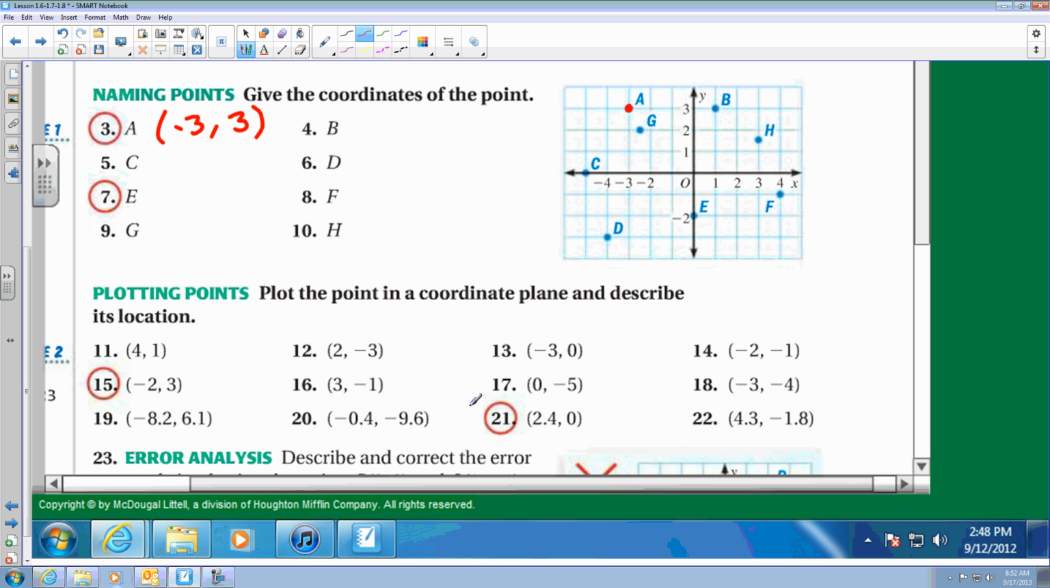For B, which is right here, I look at 0, comma 0 first, and I notice that it's to the right of 0, comma 0, so that means it's going to be a positive x value, and it only goes 1 unit, so it's going to be a positive 1, and then it moves up from the origin, so it goes 1, 2, 3.